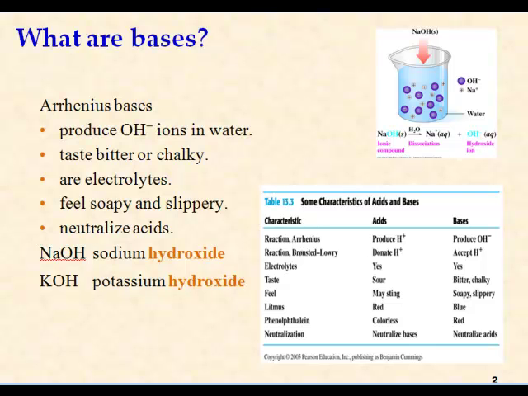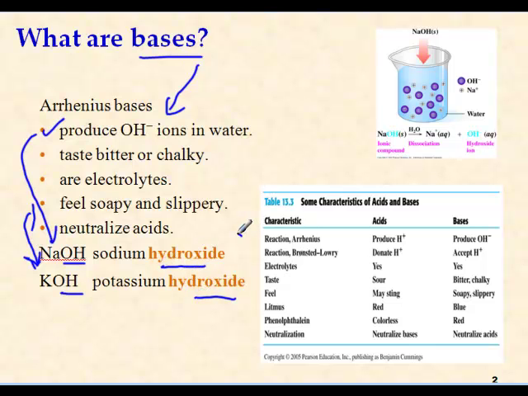If acids are substances that produce hydrogen ions, bases on the other hand produce OH ions in water. So for example, look at the formulas of two bases that are shown to you over here. One is KOH and the other one is sodium hydroxide. Both of these are bases because you can see that they have the OH ion, or the hydroxide ion, in their formula.